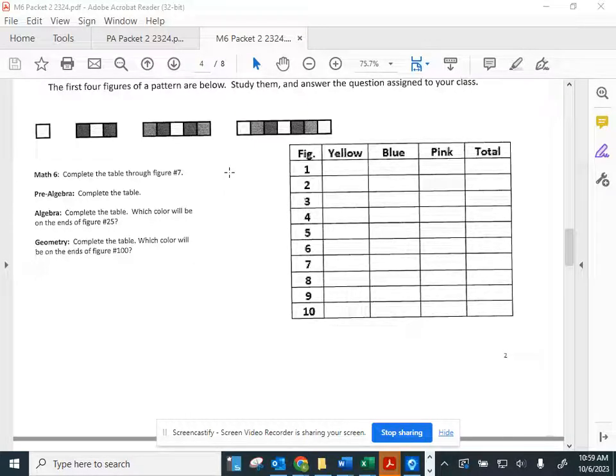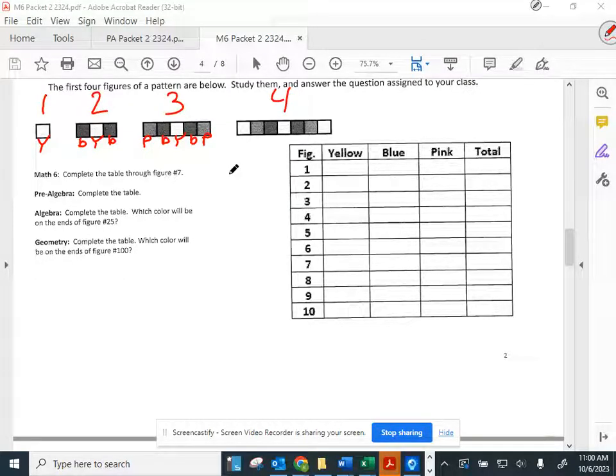Oh, this one didn't come out in color. These were blues. This is blue, this is yellow, and this is pink. The paper packets that you have are in color, but when I scanned it on the office scanner, it scanned it in black and white. So we're just going to remember. This is figure 1, figure 2, figure 3, figure 4.